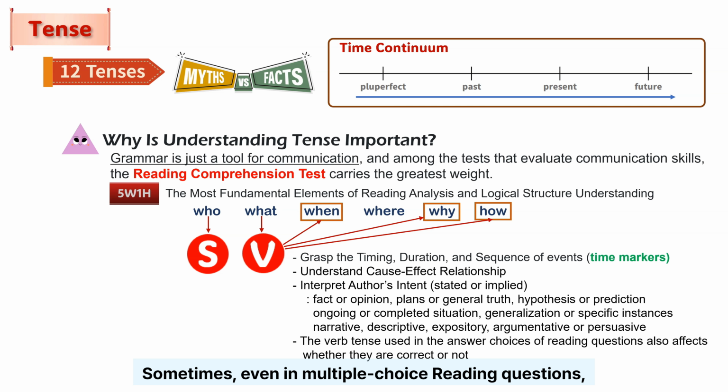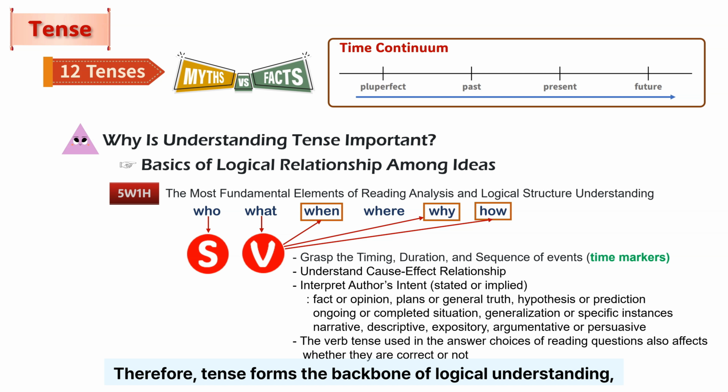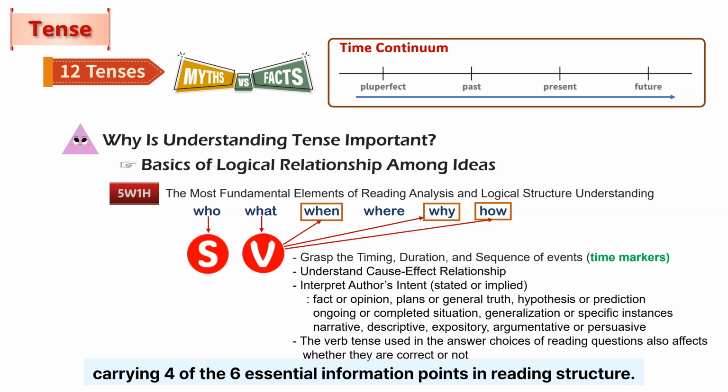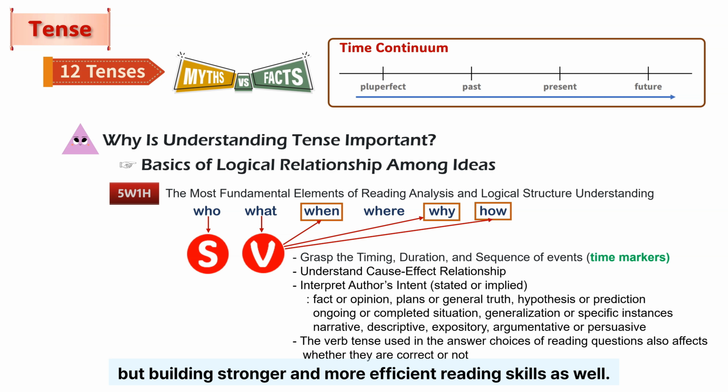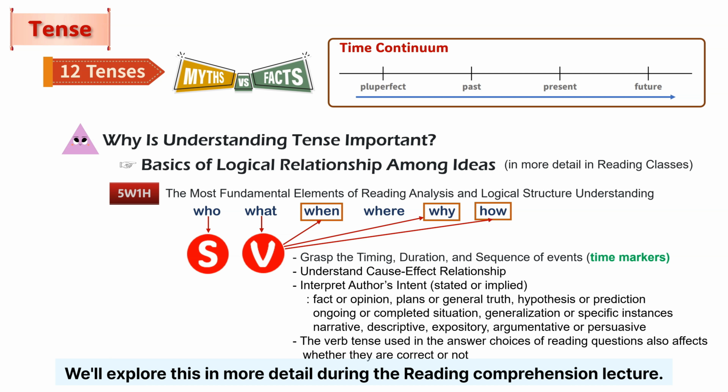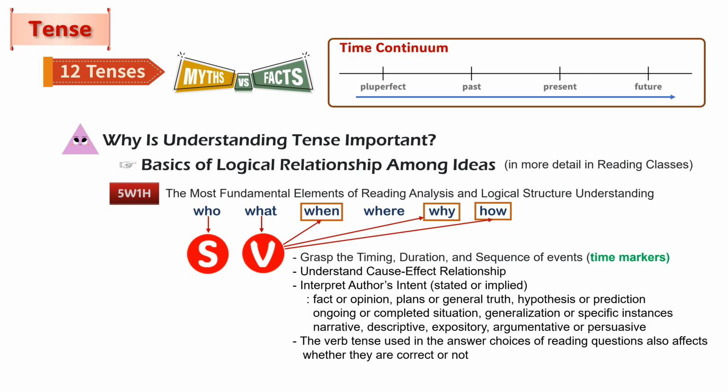Sometimes, even in multiple-choice reading questions, the tense alone determines which option is correct. Everything else in the answer may look fine, but if the tense doesn't match, it's wrong. Therefore, tense forms the backbone of logical understanding, carrying 4 of the 6 essential information points in reading structure. That's why this advanced grammar course starts with tenses, the foundation of comprehension itself. Our goal here isn't just grammatical understanding, but building stronger and more efficient reading skills as well. We'll explore this in more detail during the reading comprehension lecture.